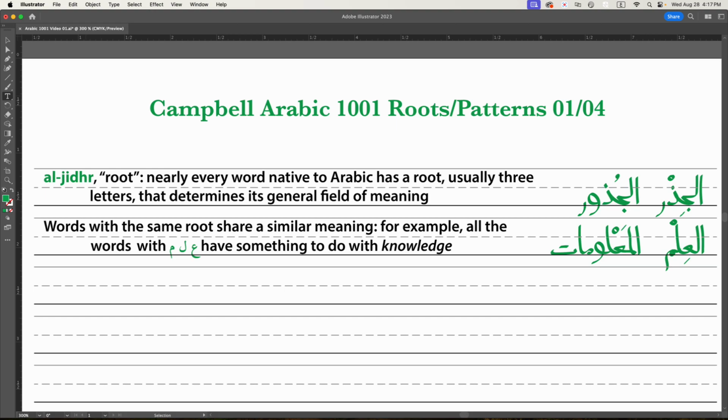For example, all of the words with ayn, lam, mim, and notice I'm going right to left here when I give Arabic letters, like we should in Arabic, have something to do with knowledge. So here's al-ilm, which means knowledge, and this could be secular knowledge, like science, or it could be religious scholarship as well. It's going to depend on the siyaq, the context. So this word is easy to tell. Ayn, lam, mim, there's only 3 letters, just like jim, dal, ra up here. So it's easy to tell what the root is.